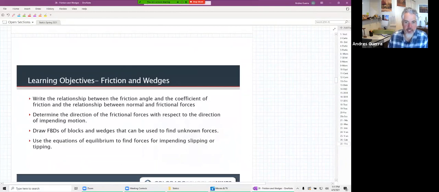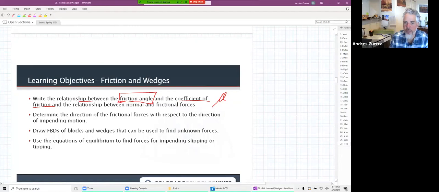Our learning objectives here are first to write the relationship between what's called the friction angle and the coefficient of friction. You all have heard of the coefficient of friction before. That's that mu term. And then also describe that relationship with the normal and the frictional forces. We'll talk about all of that stuff.